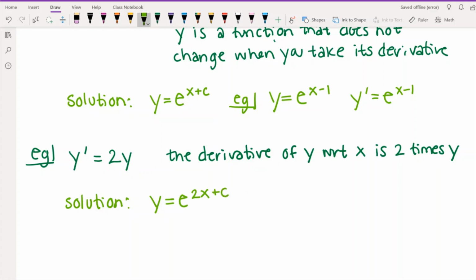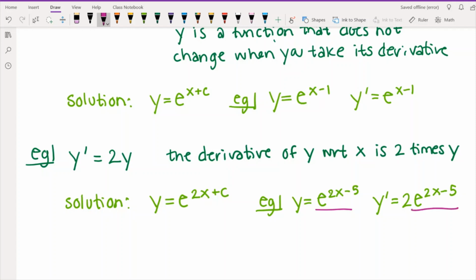We can really say plus c, because of how the chain rule works and because the derivative of a constant is 0, if you have an extra number being added in the exponent, that's not going to affect the derivative. So for example, let's say y equals e to the 2x minus 5. What's the derivative going to be of that? Well, it's going to be 2 times e to the 2x minus 5, just because of how the chain rule works. So here's our original function, and it gave us 2 times the original function, and that's exactly what we were looking for.